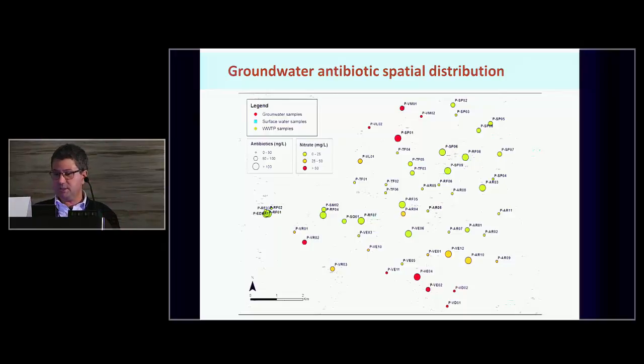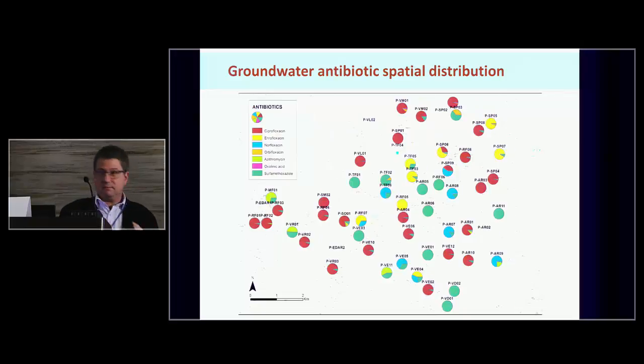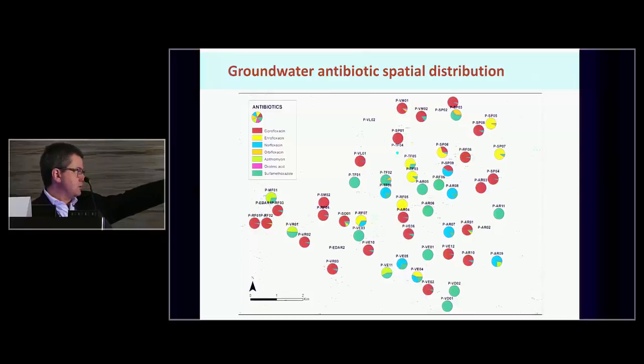But the most interesting finding of the project so far is when representing these 6, or in this case 8, most important antibiotics found in groundwater in those pie charts. And we see that it's quite heterogeneous, a complicated distribution. We don't see any pattern.